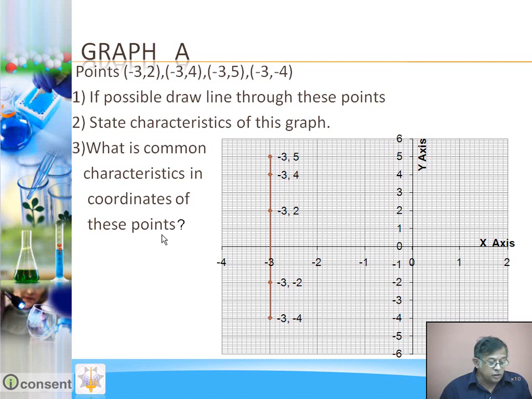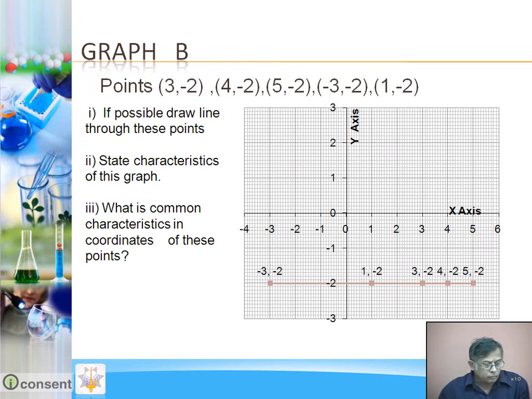And what is common characteristics in coordinates of these points? Now if we consider all these coordinates, then x coordinate is constant. So we can say that if x coordinate is constant, then all these points are on a line parallel to y-axis. So the equation of this line, we can say that it is x is equal to constant. As x is equal to constant, x coordinate of every point on this line is constant. So this line is parallel to y axis.